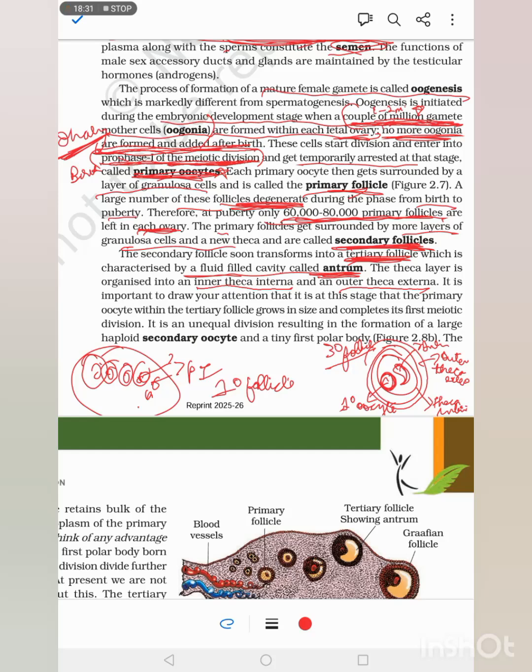By this time, in the tertiary follicle, the oocyte develops into the secondary oocyte. That means meiosis 1, which was arrested at prophase 1, is completed and it becomes a secondary oocyte. So in a tertiary follicle, the oocyte is secondary. In the primary follicle, it is a primary oocyte. In the secondary follicle, it is a primary oocyte. But in the tertiary follicle, it is a secondary oocyte.